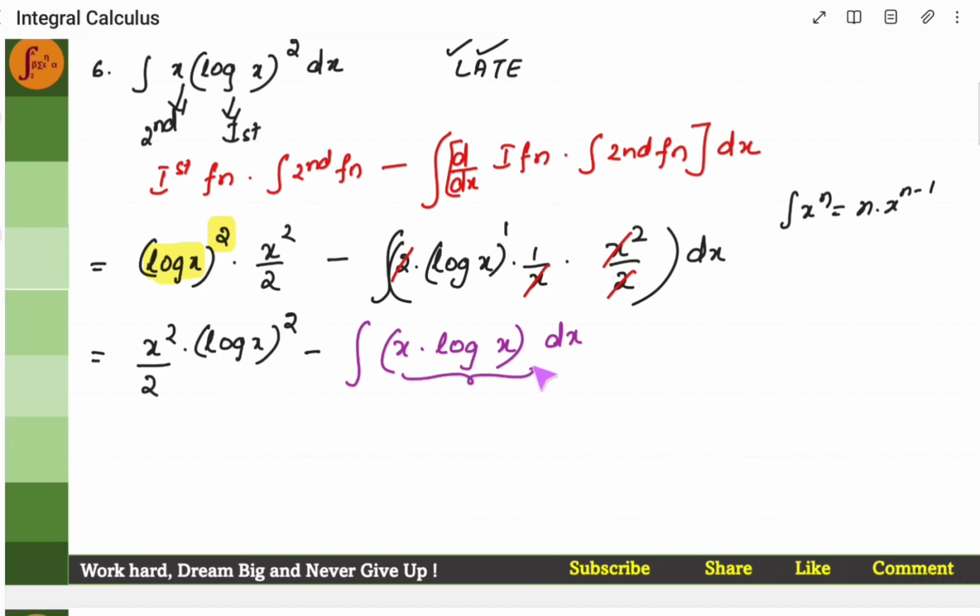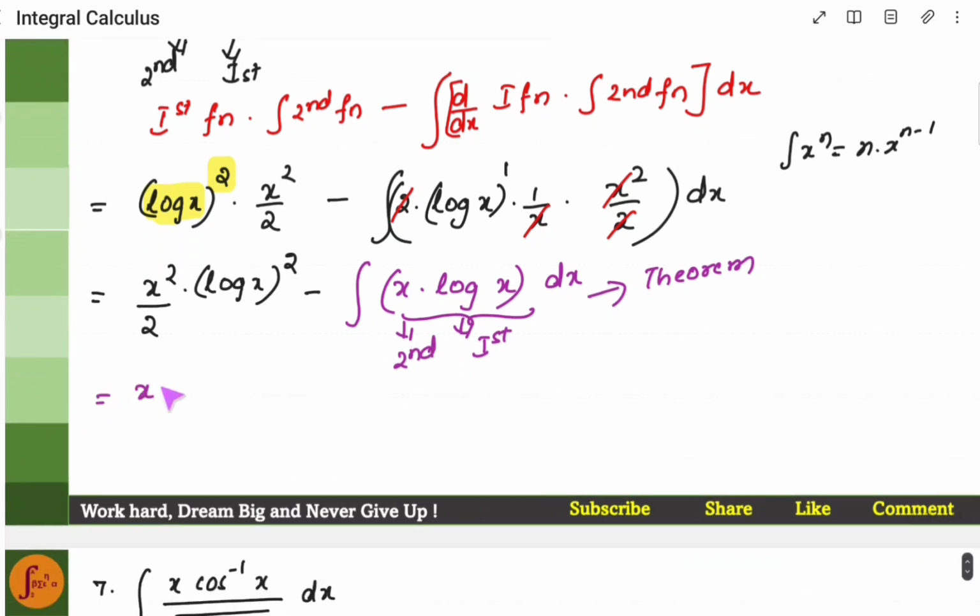Now again we'll have to use this particular theorem. Use the theorem again, because again we have a product of two functions. This will be the first function, this will be the second function. Now we'll do this again. So let's copy this, minus, and again we'll put a bracket here. The first function is log x. Log x should be the first function because a logarithmic function should come first compared to an algebraic function.